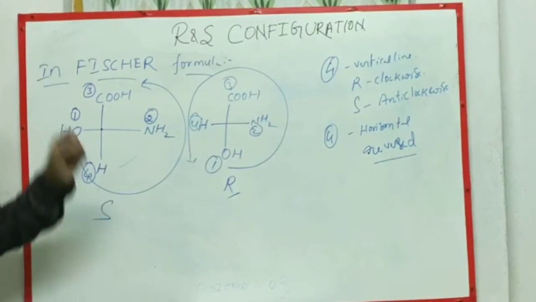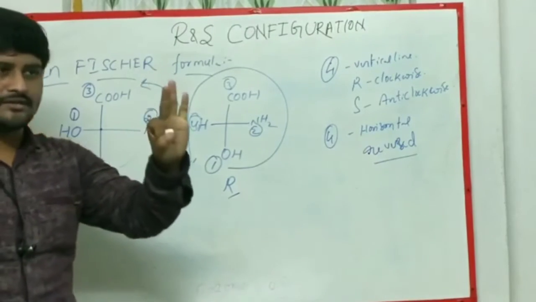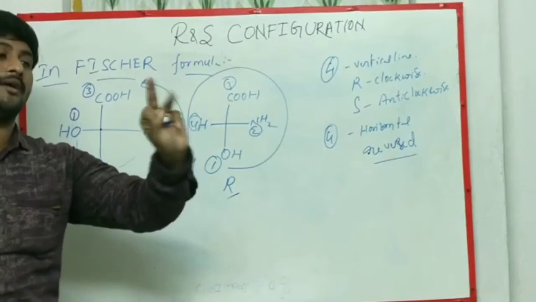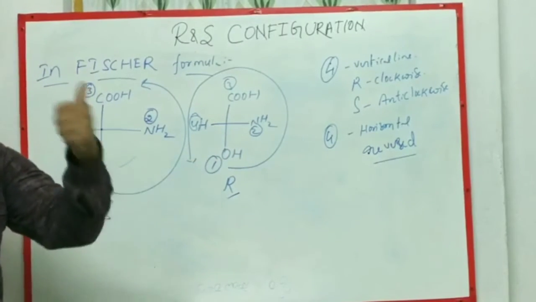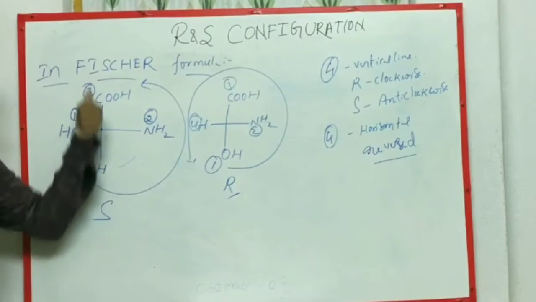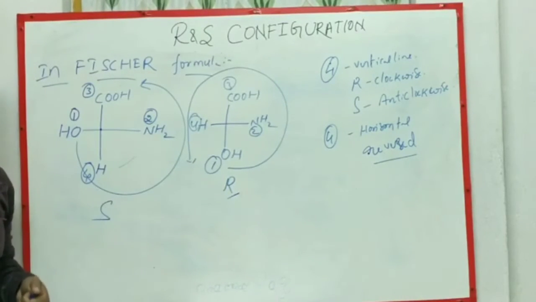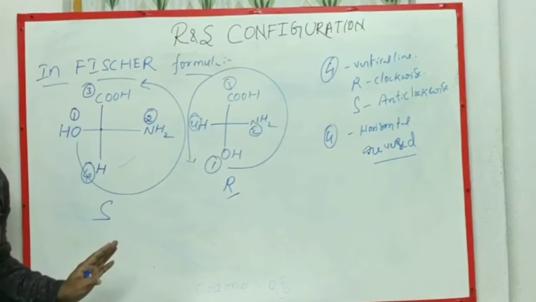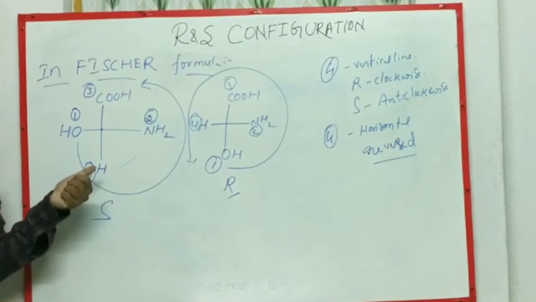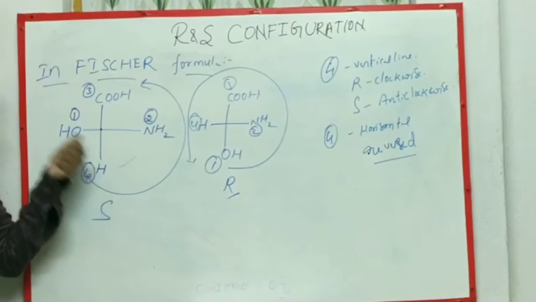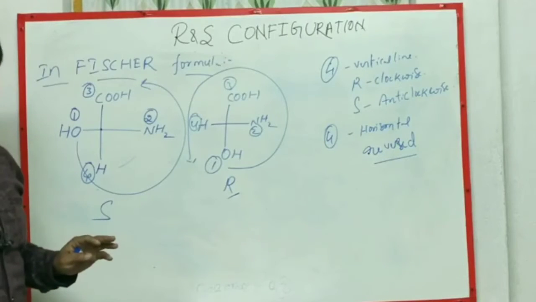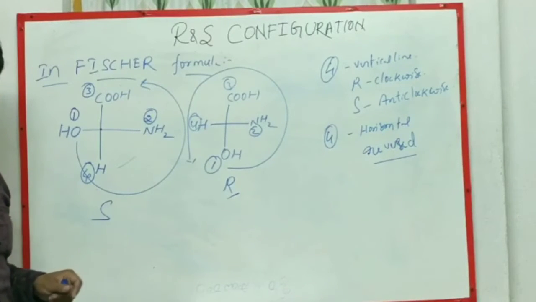Very clear? In case of wedge projection formula, there are three cases: whether the fourth priority group is below the plane, above the plane, or within the plane. In case of Fischer projection formula, the fourth priority group is at a vertical line or at a horizontal line. You can just check it. At a vertical line, same configuration: R means clockwise, S means anti-clockwise. At a horizontal line, reversed configuration. Clear? Okay.